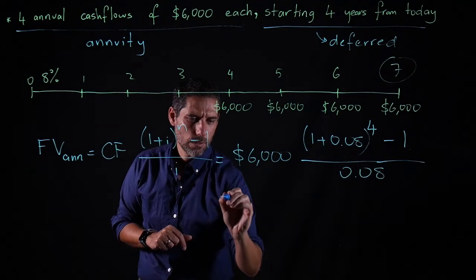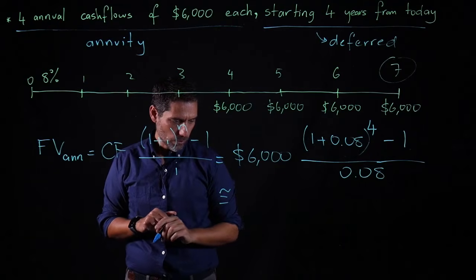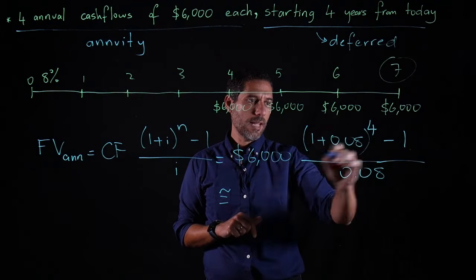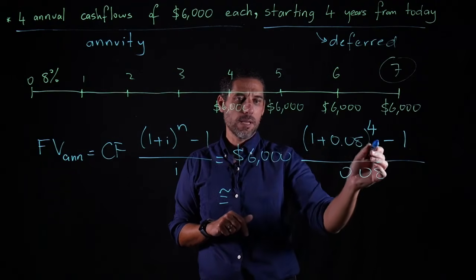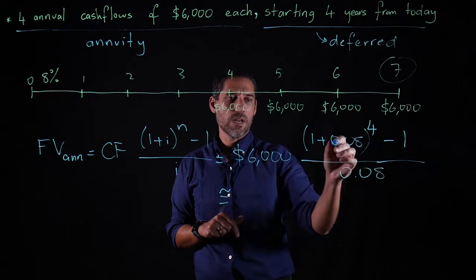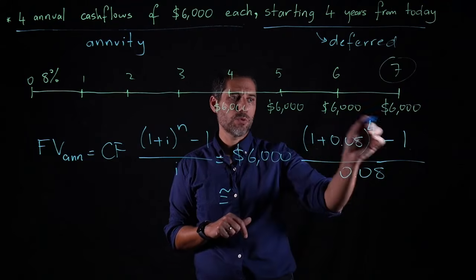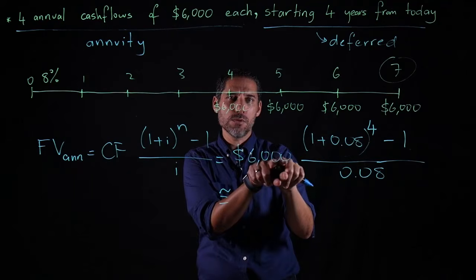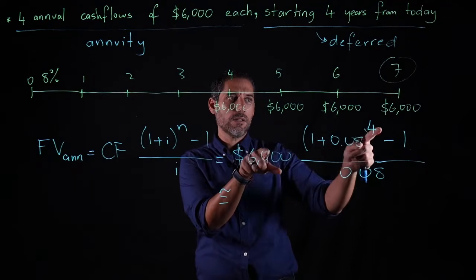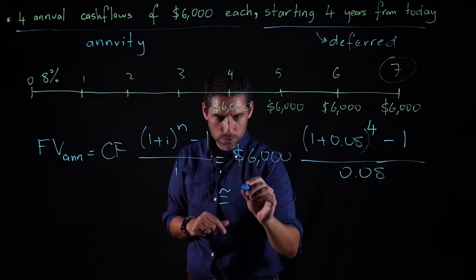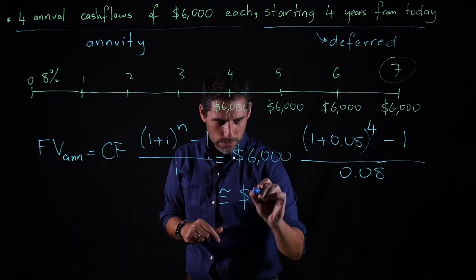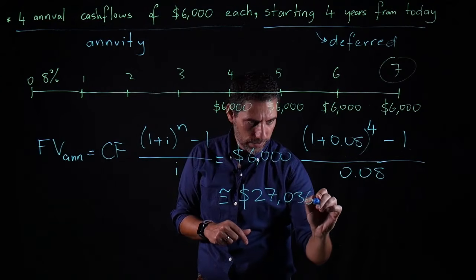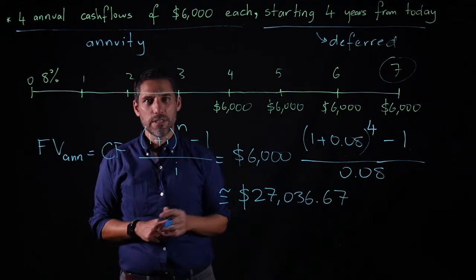And if you crunch the numbers using your calculator, first calculate 1.08 raised to 4 minus 1, divide that by 0.08, and now multiply that by 6,000. So there are 4 cash flows of 6,000. This number is going to be a little bit greater than 4, because we are earning interest. So we're going to end up with not 4 times 6,000, which is 24,000, but something a little bit higher thanks to compound interest. And if you crunch the numbers, what we're going to get is 27,036.67 if you round to the nearest cent.